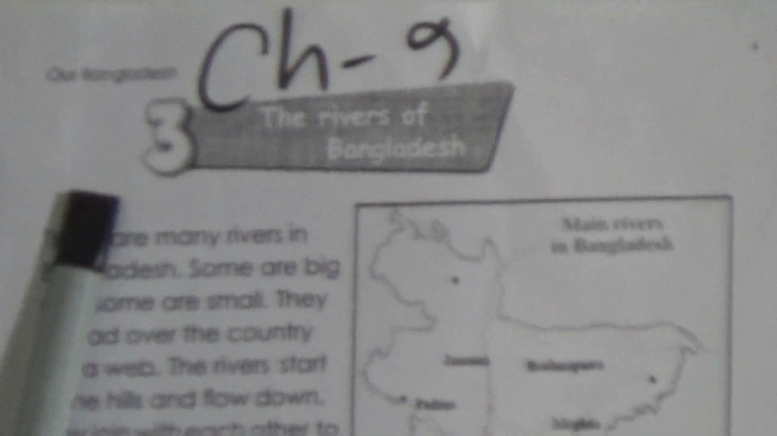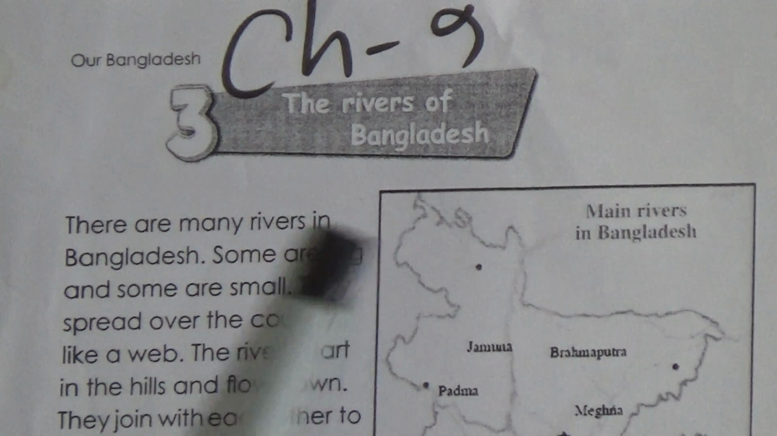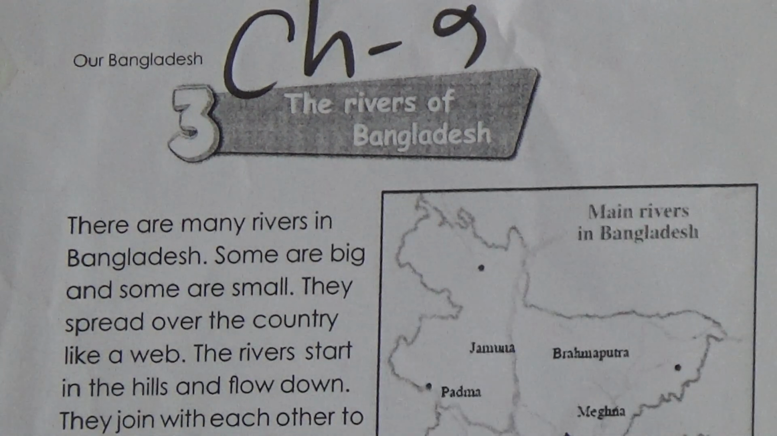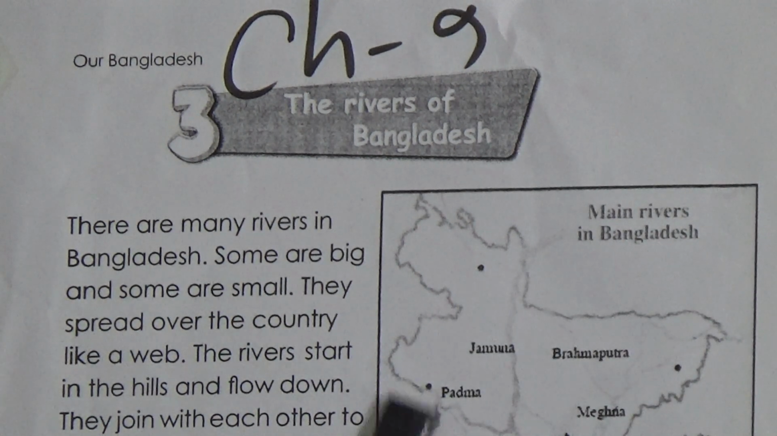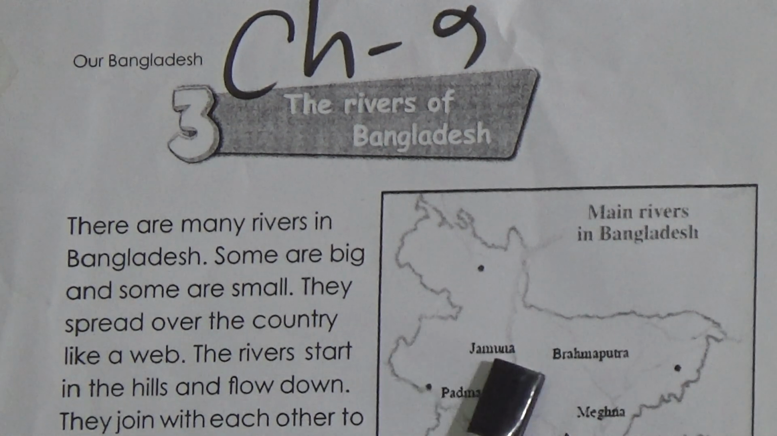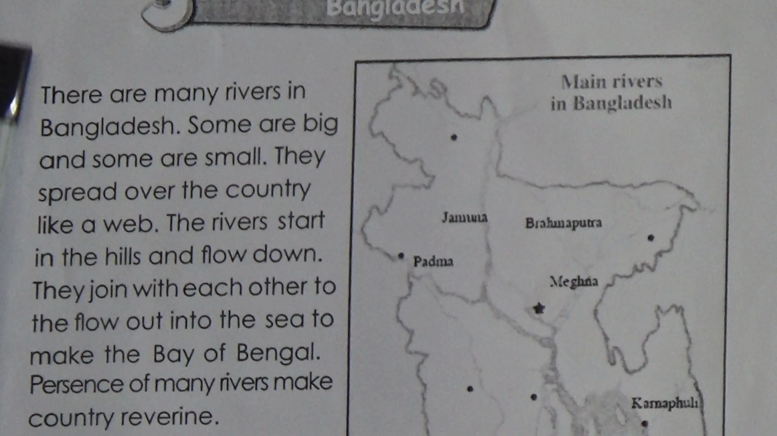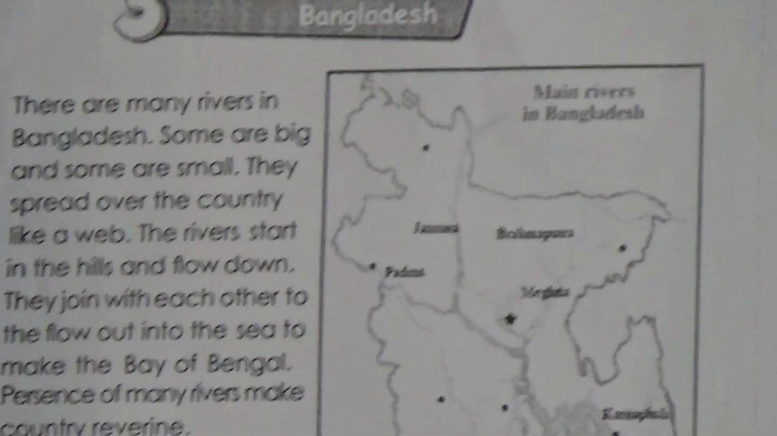As you know, this is Chapter 9, Lesson 3, the rivers of Bangladesh. You can see in the picture, in the map, the main rivers in Bangladesh: Padma, Jamuna, Brahmaputra, Meghna and Karnaphuli, their place and location. Okay, let's start. Lesson 3, the rivers of Bangladesh.